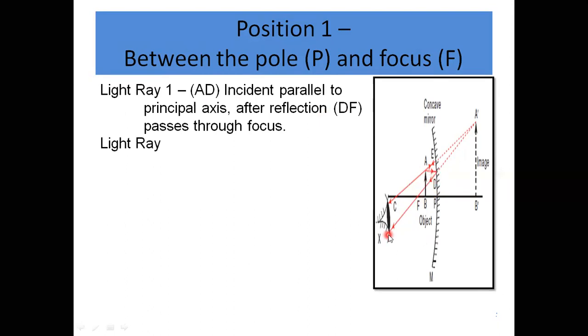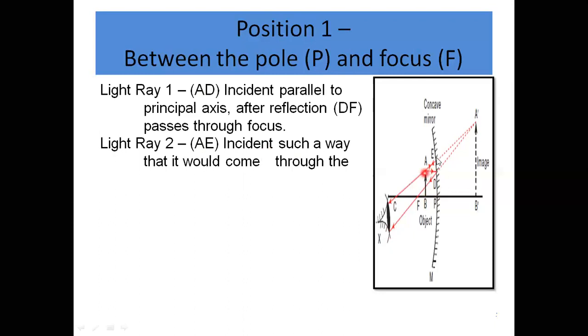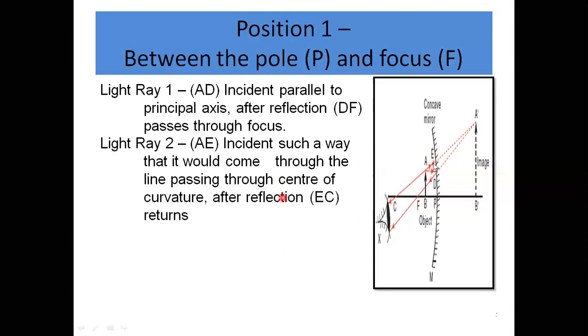Then light ray 2, the second light ray. We have taken the second light ray incident on the concave mirror in such a way that it would come through the line in which the center of curvature is lying. What was our second rule? If a ray of light is incident on a concave mirror in such a way that it is coming from the center of curvature, then it will return back in the same path. Yes, it returns back in the same path. So incident ray AE and the reflected ray EC.